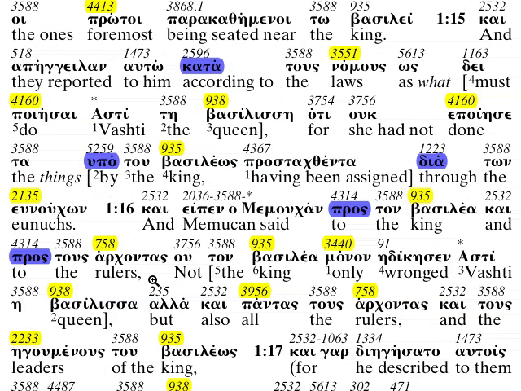And then so it said these men said not only Queen Vashti wronged the king, monon, only, monogynous, only married to one person, not only wronged the king, but also pantas, all the archontas, the rulers, and the igumenus, the hegemony is a derivative, the leaders of the king.